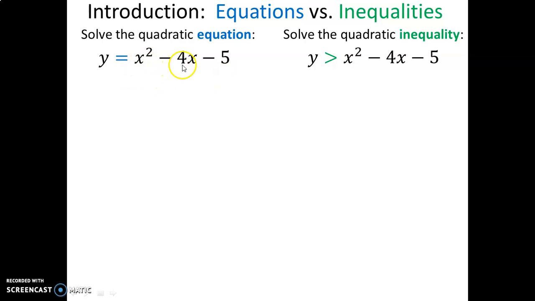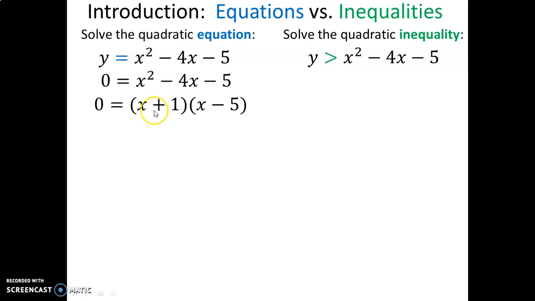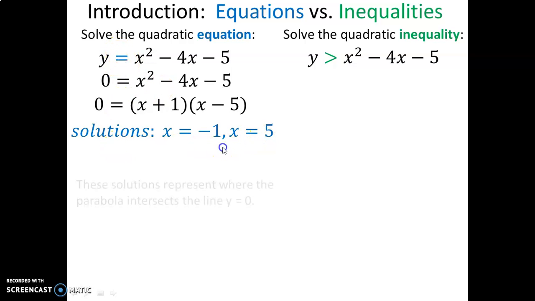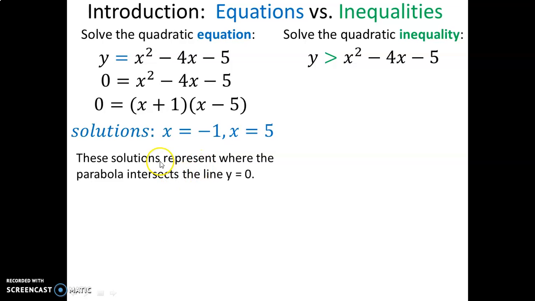If somebody asked you to solve this quadratic equation, we would often begin by setting y equal to 0. And then we can maybe factor this. Okay, it factors. Once we have the two factors, we can set each one equal to 0 in order to get two solutions of x equals -1 and x equals 5. So notice when we have an equation, we end up with solutions. This is because these solutions represent where the parabola intersects the line y equals 0.